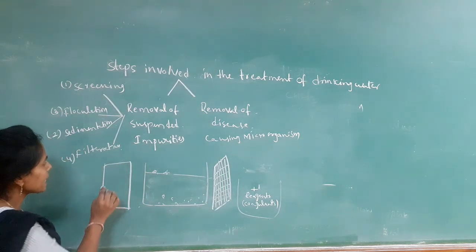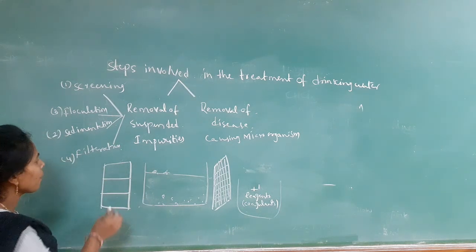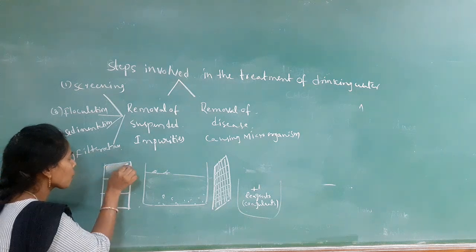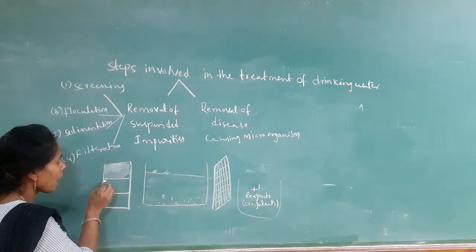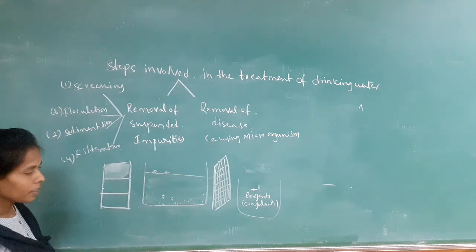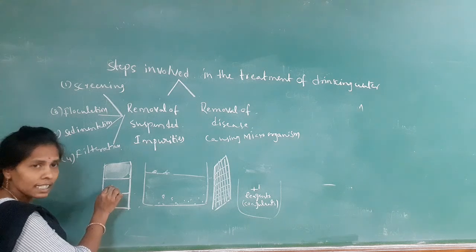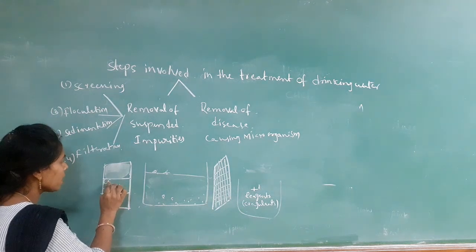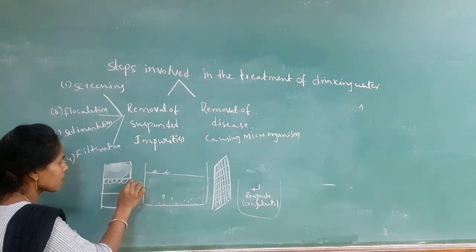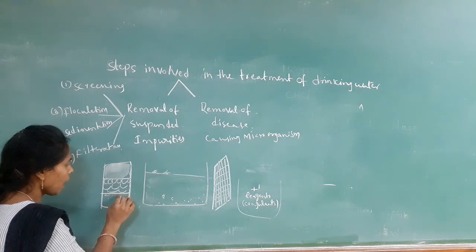This filter bed has 3 layers. One layer has the charcoal. This is the charcoal bed. And here we have some gravels, and here we have the sand layer. This is the gravels layer and this is the sand layer. You know what gravels are? Gravels are nothing but pebbles. These are the gravels. And here we have the sand.